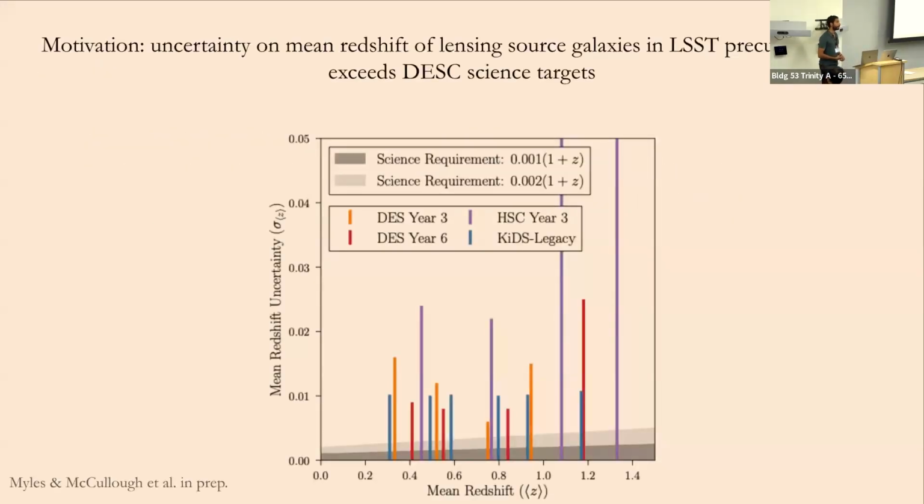The motivation here is very much that the uncertainty on mean redshift of lensing source galaxies in precursor surveys to LSST exceeds DESC targets. Here, the x-axis is mean redshift for broad tomographic bins of lensing source galaxy samples, and the y-axis is uncertainty on that mean redshift. The gray are science requirements set out by the Dark Energy Science Collaboration for years 1 and 10, respectively. And the color bars are various precursor surveys. They're in excess of those targets, generally speaking. And in particular, as you go to high redshift, things become especially challenging.